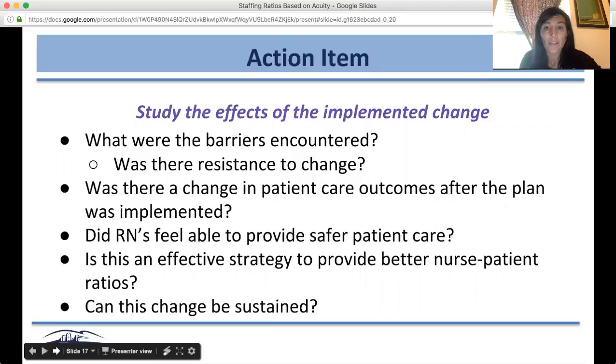We need to study the effects of the implemented change. What were the barriers encountered? Was there resistance? Was there a change in patient care outcomes? Did RNs feel able to provide safer care? And is this an effective strategy to provide better nurse-patient ratios?